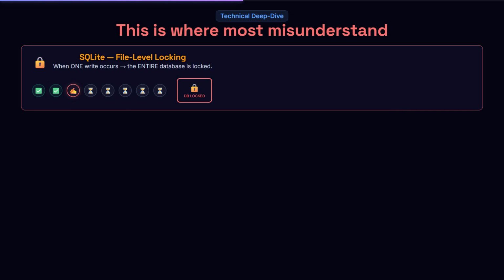Because of something called file-level locking. When one write happens, the whole database gets locked. So if multiple users try to write, they don't run in parallel. They have to wait. That leads to slow APIs, timeouts, and errors like "database is locked."